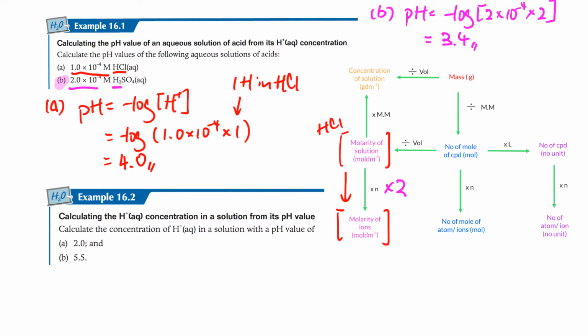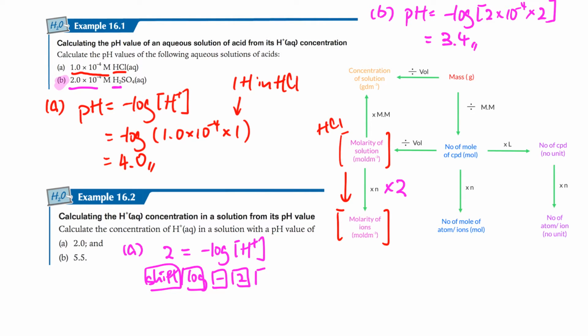So example 16.2. This time we give you H plus and ask you to calculate the pH value, or we give you a pH and then calculate the H plus. So the first one, A, should be pH equals 2, then it will be negative log H plus. Remember, when you do the calculations, you should press shift log negative 2, and then execute. Remember that the negative is right in front of the 2, not negative shift log, the other way around. So the concentration for this one should be 0.01 M.